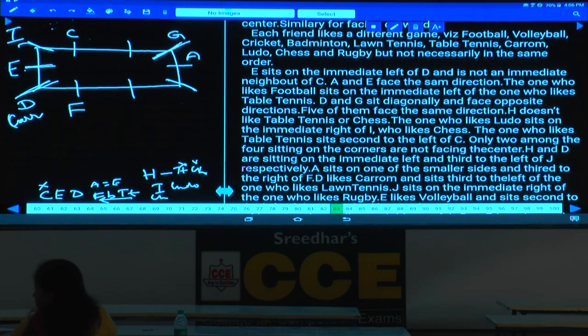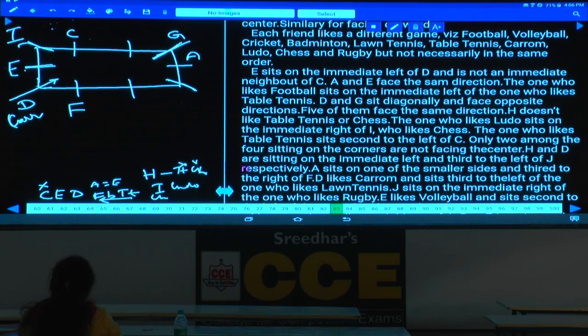You can fix A at any place. Answers will also be the same. In the case of circular arrangement, we always fix a person at one place. The answer will always remain constant. Then, if this A and D are here, we have E sits on the immediate left of D. E is here and is not an immediate neighbor of C. A and E are facing the same direction.